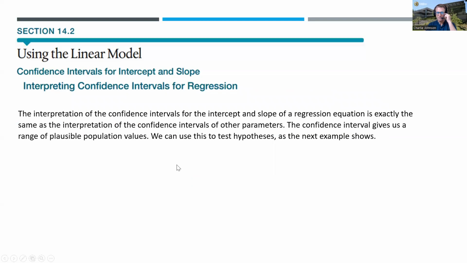Interpreting confidence intervals for regression. The interpretation of the confidence intervals for the intercept and slope of a regression equation is exactly the same as the interpretation of the confidence intervals of other parameters. The confidence interval gives us a range of plausible population values. We can use this to test hypotheses, as I just stated, as the next example shows.